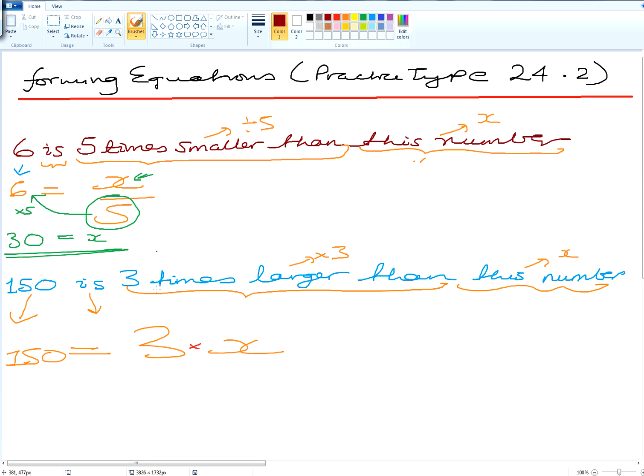Okay, now, Mr. Bilal, opposite times by 3 is? Divided by 3. Okay, let's see if Anam knows this one. What's 150 divided by 3? 150 divided by 3, Anam, is? 50. Well done, Anam.